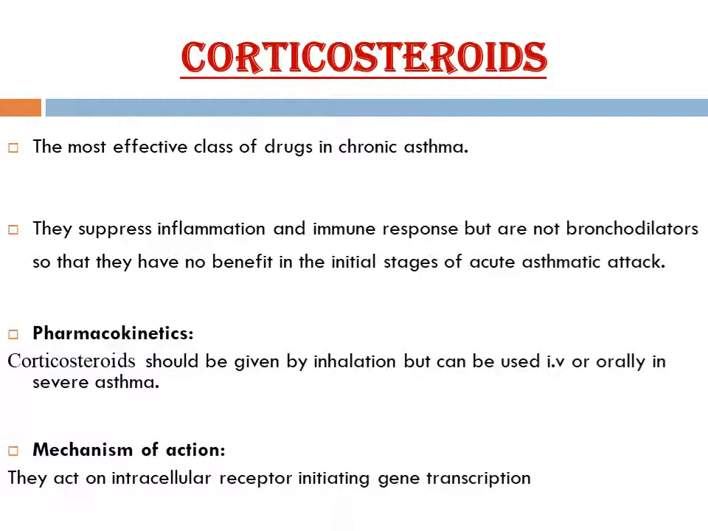The most effective class of drugs in treating the asthmatic patient is corticosteroids. They suppress inflammation and immune response, but corticosteroids don't have a direct bronchodilating effect. Pharmacokinetics: it should be given by inhalation or maybe intravenously or orally in chronic asthma. Corticosteroids act on an intracellular cytoplasmic receptor, and following binding with its receptor, it forms a complex that passes inside the nucleus and controls gene expression.